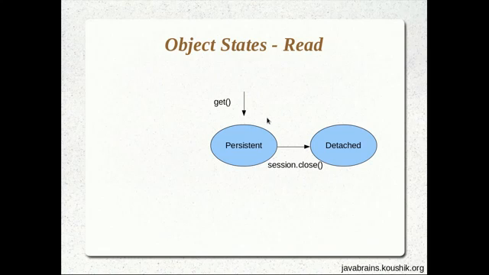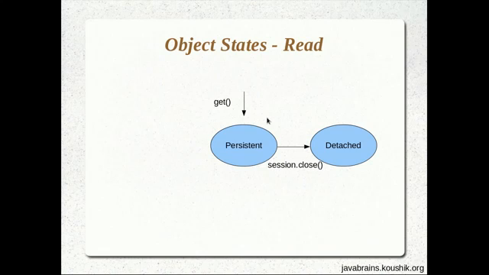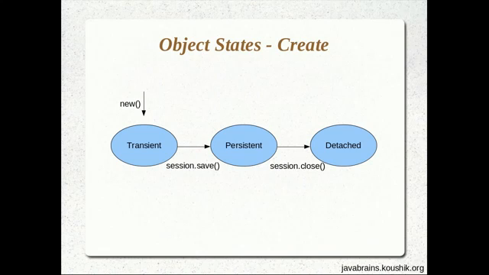Now, update is a little bit tricky. We can do an update either by the create flow or by using the read flow. If I do an update using the create flow, I have a new object here and then it's transient by default. I cannot make any updates here. Whenever I make an update, it just updates the object. It's not going to update the database. But then I do a session.save, it becomes persistent.